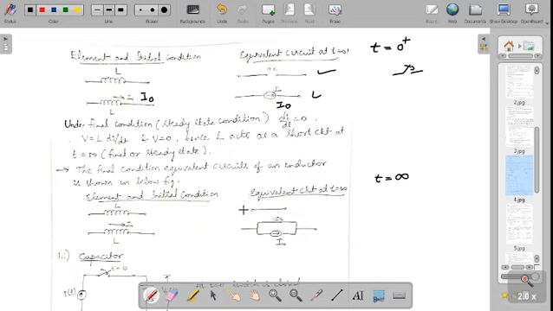It acts as a current source providing a current of I naught. So this is regarding the inductor. At time t equal to 0 plus, it behaves as an open circuit. At t equal to infinity, it behaves as a short circuit. You need to remember this. This is very important. Now let us come to the capacitor.